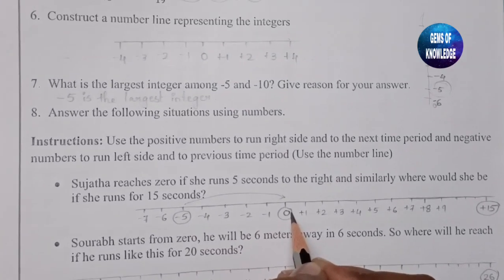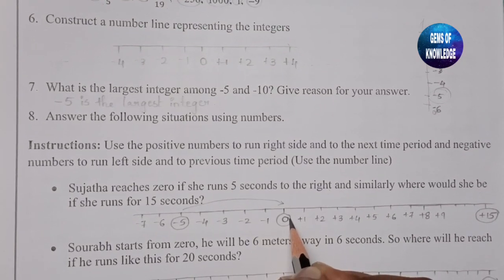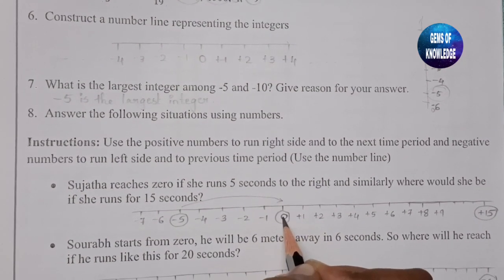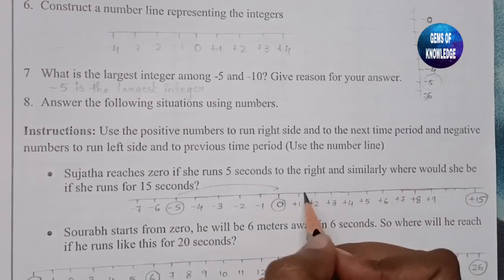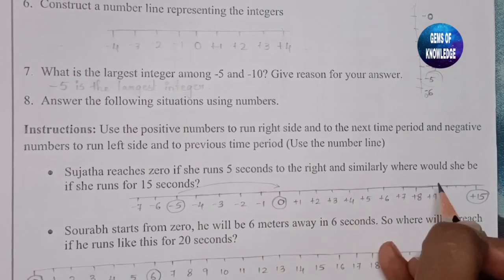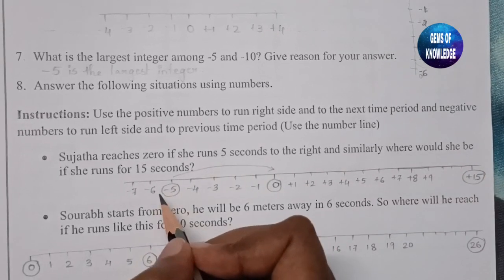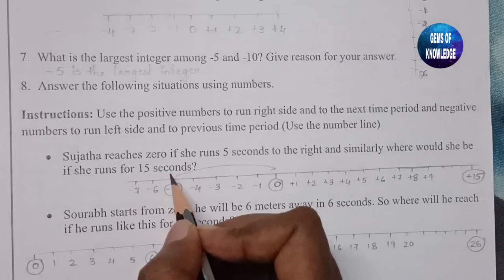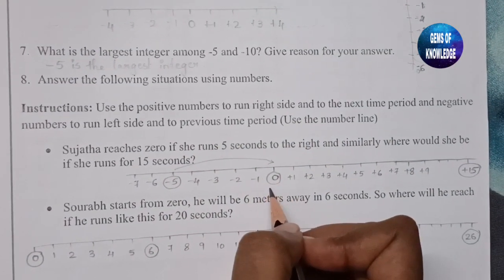And similarly, where would she be if she runs for 15 seconds? Now she is at 0. If she runs for 15 seconds, where will she be? From here you have to count 15 seconds and she will be at plus 15. So earlier she was at minus 5. Now she is running 5 seconds to her right side, then she will obviously reach 0.